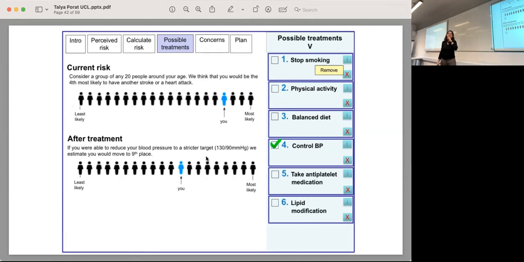This is one of the more provocative ways I think we selected, because this is actually a queue of people. So we're saying out of 20 people around your age, we think you're number 4, you're the 4th one to have a stroke. But however, if you control your blood pressure, you'll move to number 9.